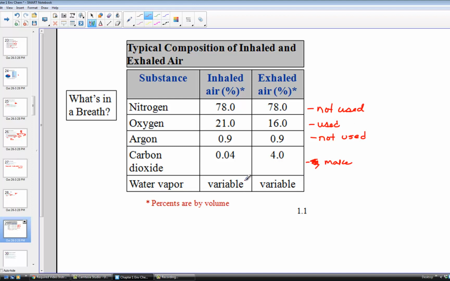And water vapor is just said to be variable. It depends upon the weather. It depends upon where you live. Are you living in a humid climate or in a desert climate where it's quite dry and so forth? Even the weather patterns change the moisture in the air from day to day.